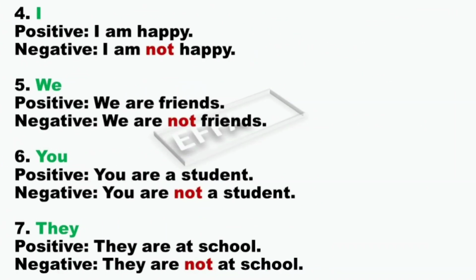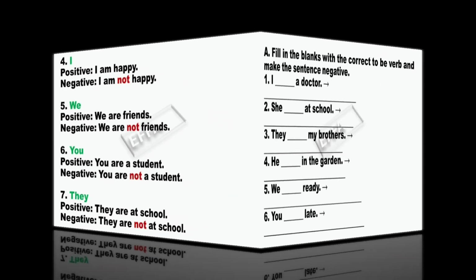Number 4, I, positive, I am happy. Negative, I am not happy. Number 5, we, positive, we are friends. Negative, we are not friends. Number 6, you, positive, you are a student. Negative, you are not a student. Number 7, they, positive, they are at school. Negative, they are not at school. This is how we make negative sentences using the to be verbs, dear student.